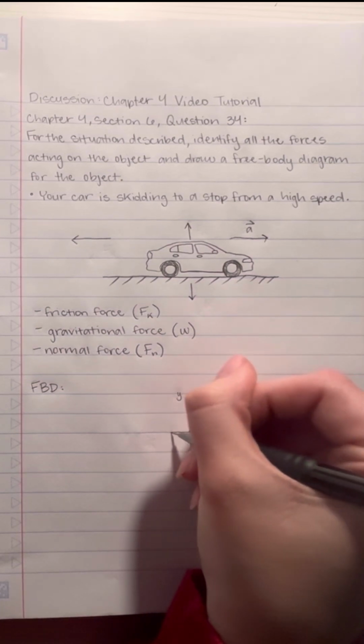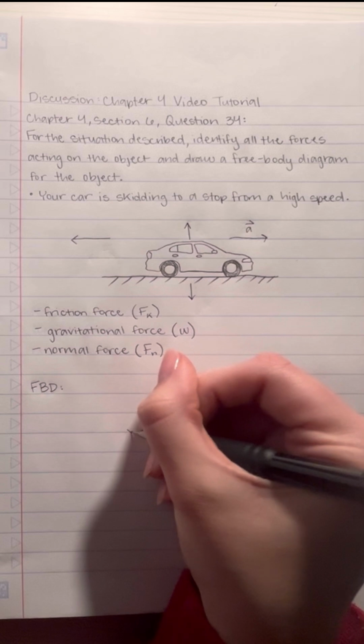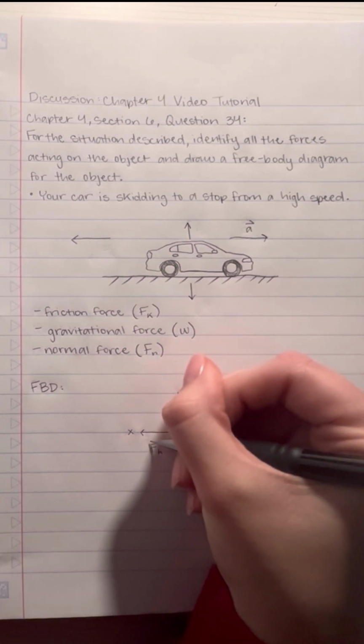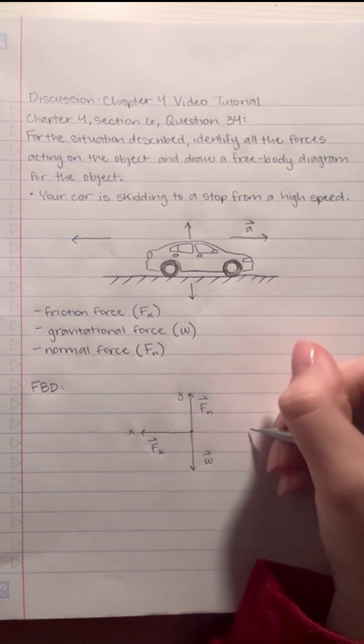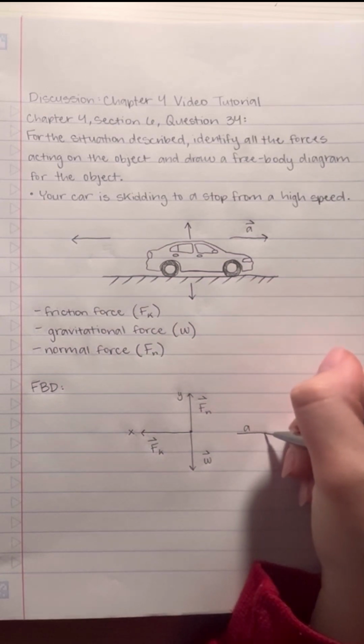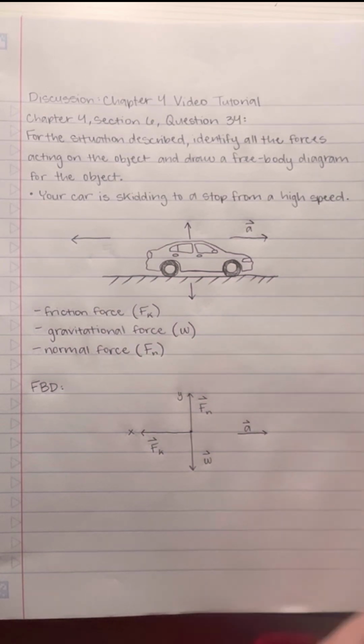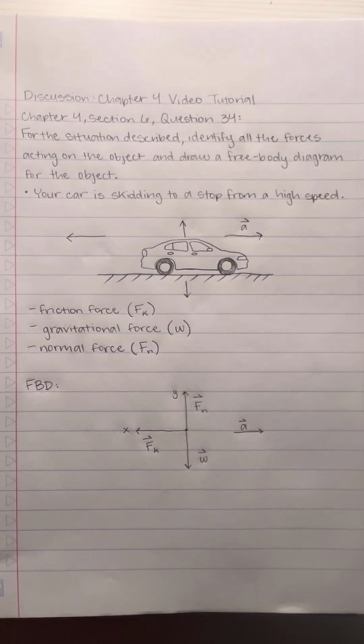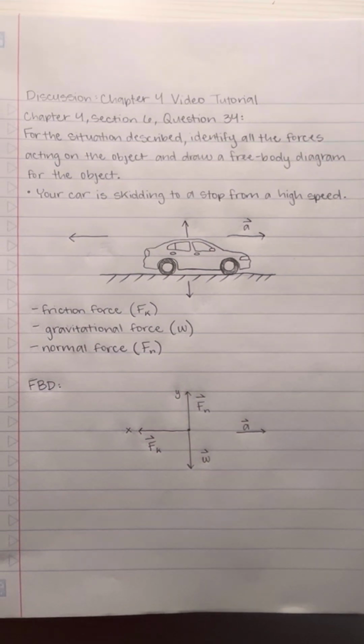After that, we can draw our kinetic friction pointing to the left on the x-axis, representing the friction force acting on the car. We can also draw the acceleration pointing to the right, showing when the car was moving before it stopped. We have now identified all of our forces and drawn a free body diagram for our given situation.